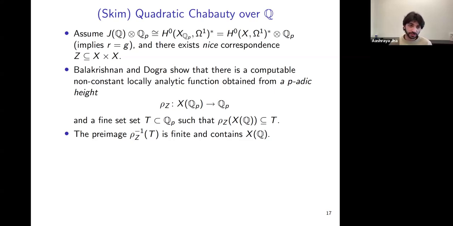And we assume there exists a nice correspondence, Z, on X times X. I'll not define nice right now. I will say that it does not mean nice in the sense of nice curve. It's a bit more technical. I'll give you a hint of what it corresponds to in a bit, but for now there are some correspondences which are nice, and we need them to exist. So Balakrishnan and Dogra show that there's a non-constant locally analytic function, which is obtained from a p-adic height, and a finite set T, such that this locally analytic function sends the rational points inside T. And now the preimage will be finite again and will contain the rational points. So this is rather nice. And this is an artist's rendition. Obviously, this is completely wrong because the p-adic numbers are totally disconnected, but you can imagine these red points are the points in the preimage of T.